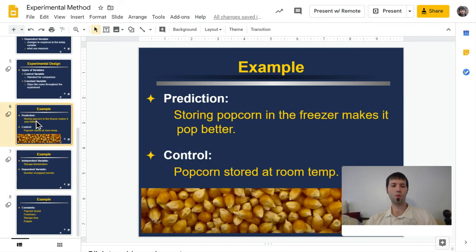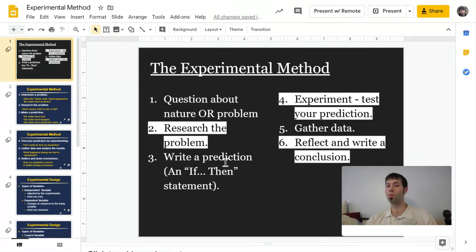Again, I didn't go over control or constant variables. Those are important. I'm just not going to go over them right now. So tomorrow you guys are really going to start working on identifying what an independent variable is, what a dependent variable is, as a part of an experiment that I'm going to give you guys. So look forward to that.